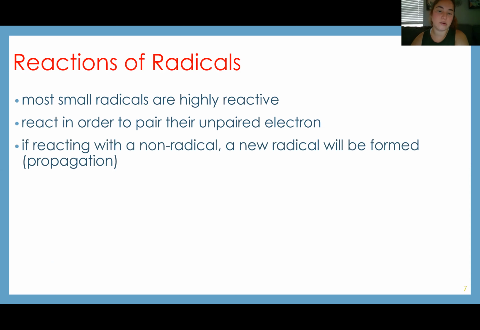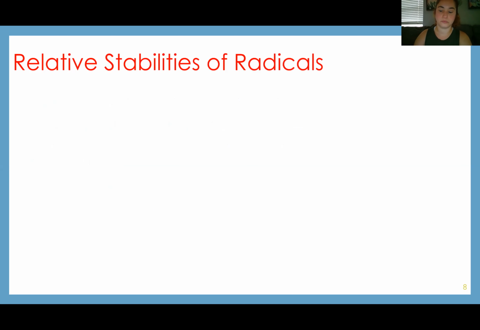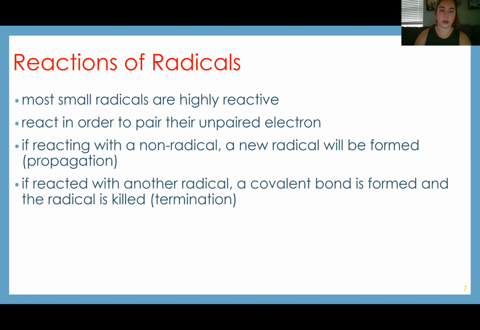If a radical reacts with a non-radical, so just a regular molecule, a new radical will be formed. This is called propagation. And if a radical reacts with another radical, a covalent bond is formed, and the radical is killed, which is called termination. Are there any questions so far? We're going to look at these mechanisms step by step in a second. So if right now you're just waiting to see a picture that's coming up, I promise.